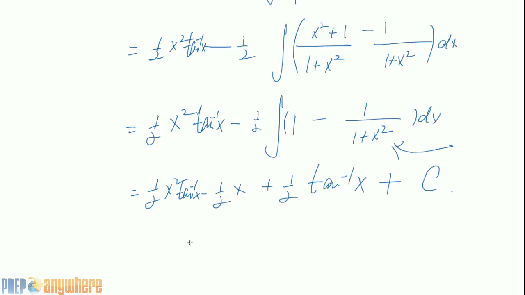Okay, so that's the final answer, right? We can't combine it because this one is x squared and this has no x.